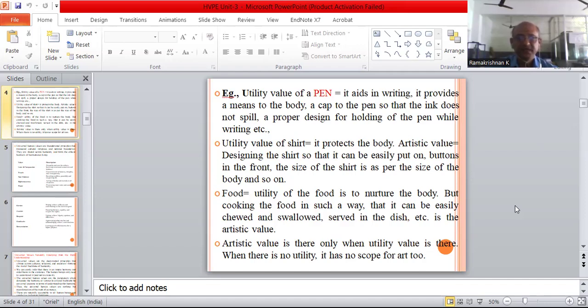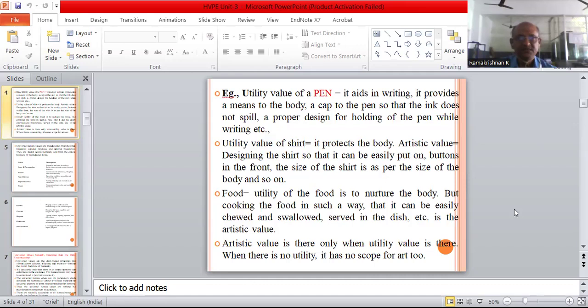Similarly, another example is a shirt. As per the utility value of the shirt, it protects our body from the environment. When we consider the artistic value of the shirt, it is designed so it can be easily put on, with buttons, a front side and a back side, for an aesthetic look. So this comes under the artistic value.